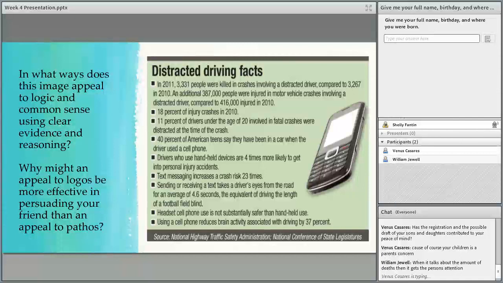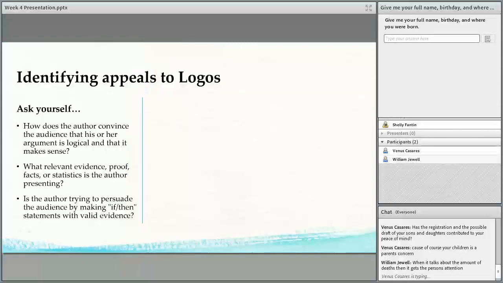All right, when it talks about the amount of deaths, then it gets the person's attention. For sure. When you're like, this is true factual information, people have died. Yeah, that totally makes someone want to pay attention more. Great job, William.